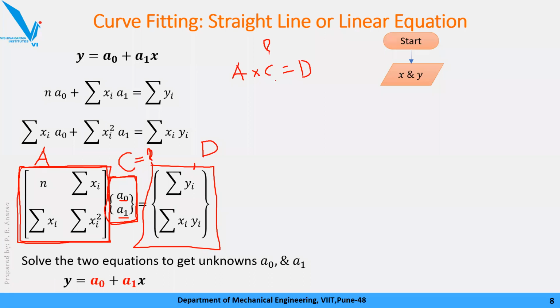To calculate C, just I need to do what? D divided by capital A. That's it. If I do somehow D divided by A, I will be getting C vector. Now in that C vector, A0 is located where? C1, right? इसका एड्रेस क्या है?